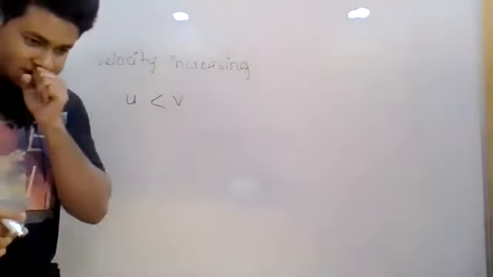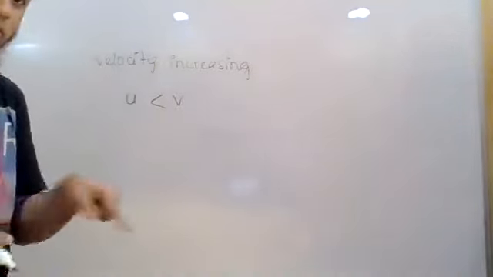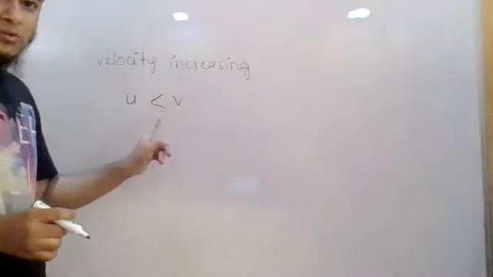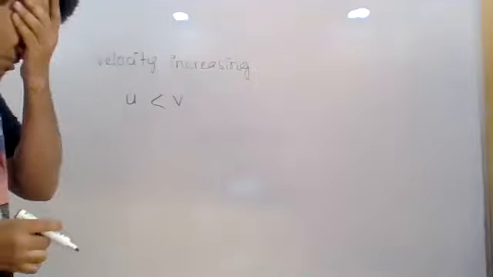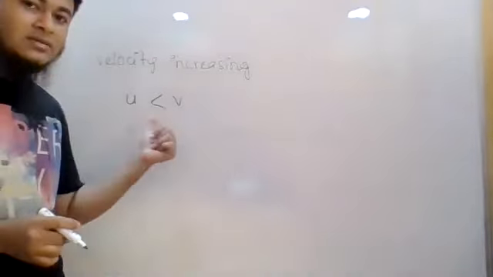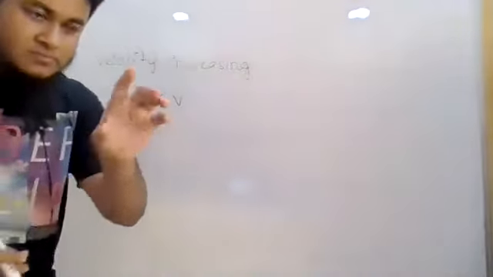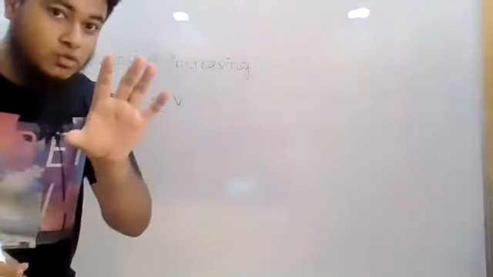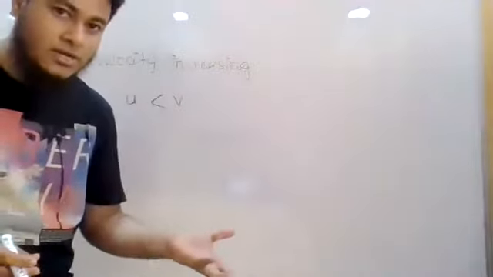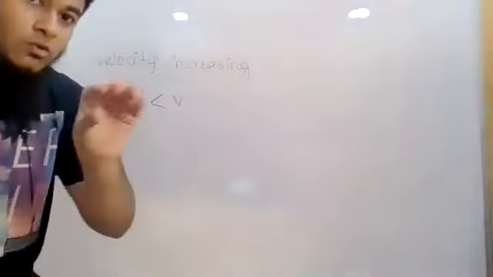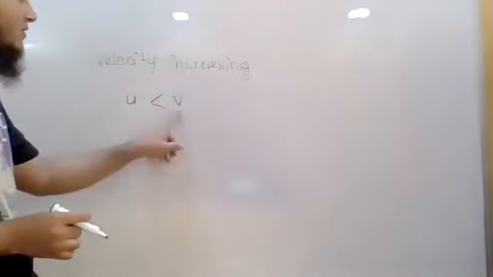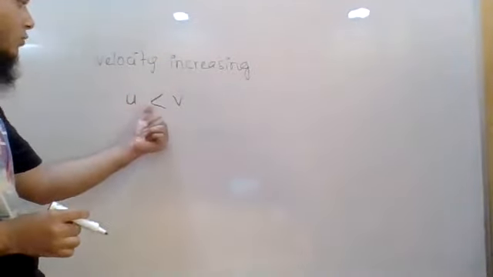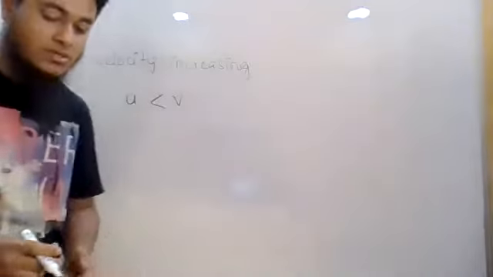Now some students of grade 9, 10 are confused about which direction to put this sign. I like to remember it this way: consider this one as the mouth of a crocodile, and the crocodile will open its mouth to the bigger portion. So here v is greater, so the mouth stays open toward v, and toward u, which is smaller, the mouth stays closed. So you can remember it in this way.